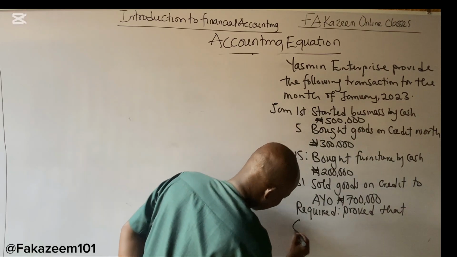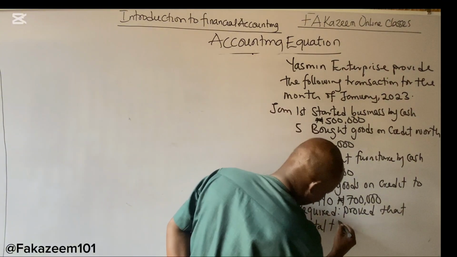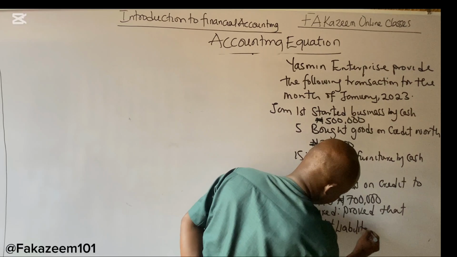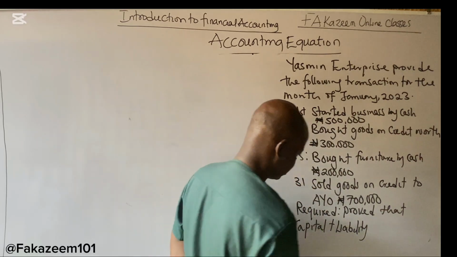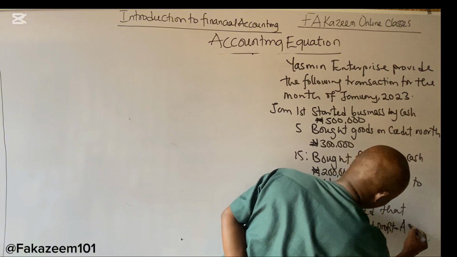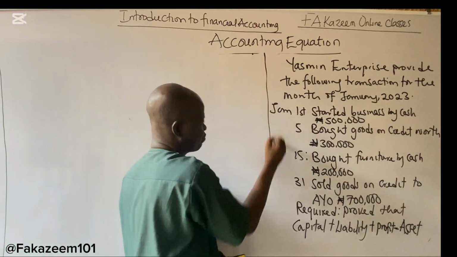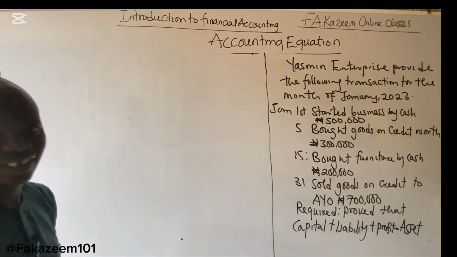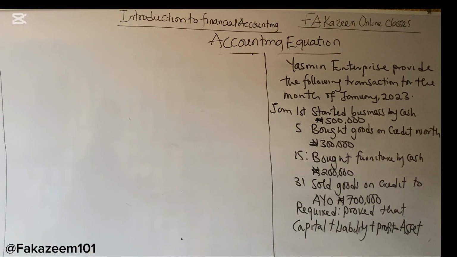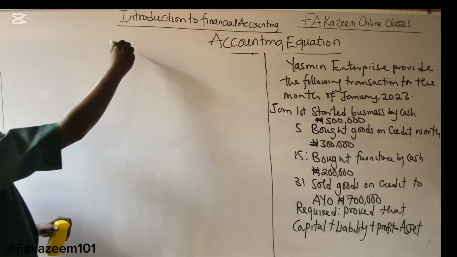Prove that capital plus liability plus profit equals asset. This question said we should prove that capital plus liability plus profit must equal what? Asset. How do we prove this? This is the proving.